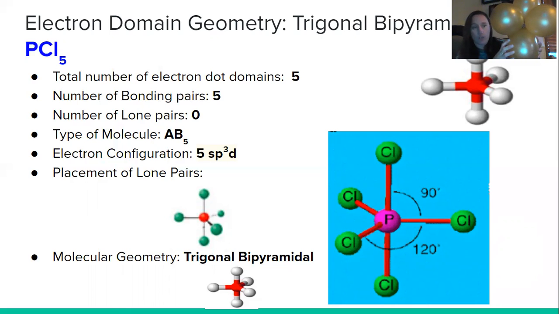And again, I chose phosphorus pentachloride, and we have a couple different bond angles here. From this atom to this atom, it would be a 90-degree angle, but the side atoms would have 120-degree bond angles. Remember, the electrons are pushing each other as far away as possible.